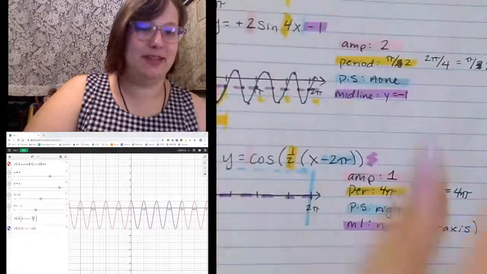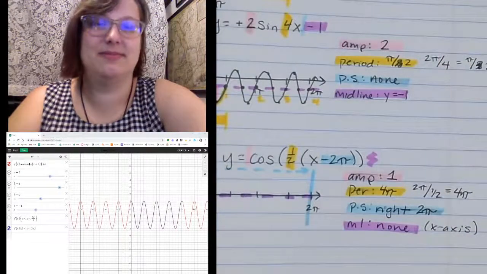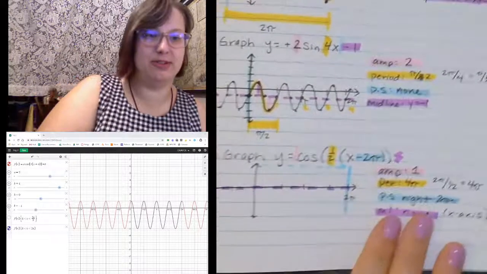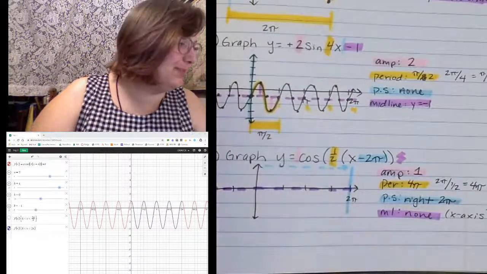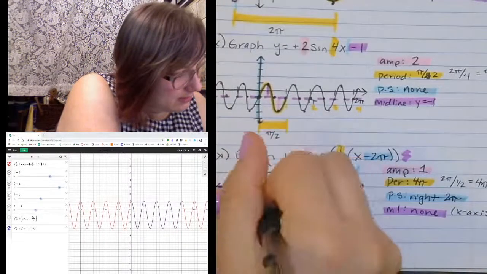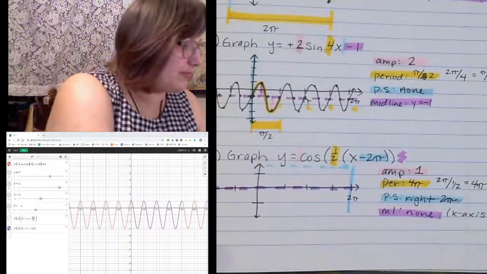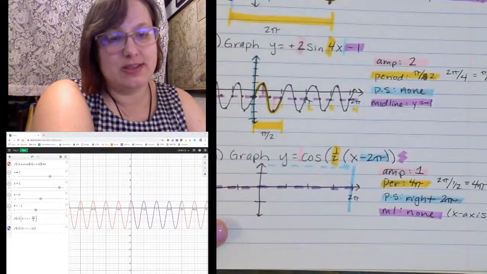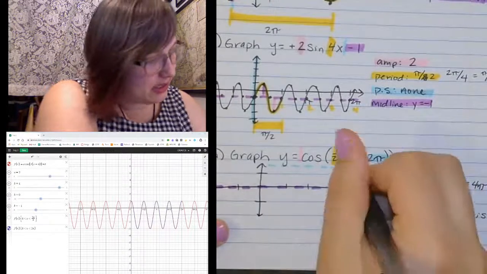My pad of paper fell over. Now I zoomed out too much. You guys, it's fine. We're doing a great job. Okay. Amplitude's 1. So I'm just going to make this be 1 and negative 1. And now we have to figure out the period part. Okay. So this is a cosine graph. Cosine starts at the top.